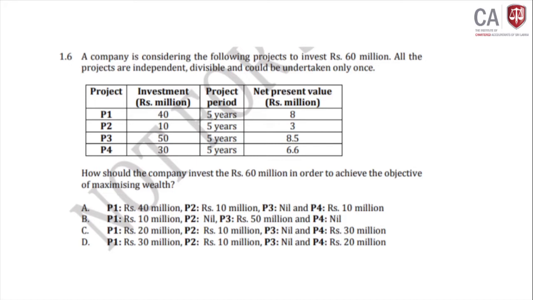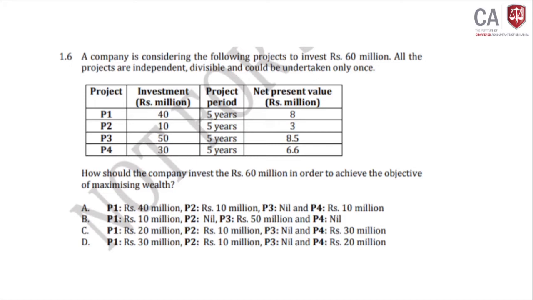If there's a capital rationing situation and the projects are indivisible, then we use combinations of projects, and we look at the combined NPV and decide on the most optimum combination. Since the projects are divisible, you can take part of the project, half of the project, 30% or 40% of the project.